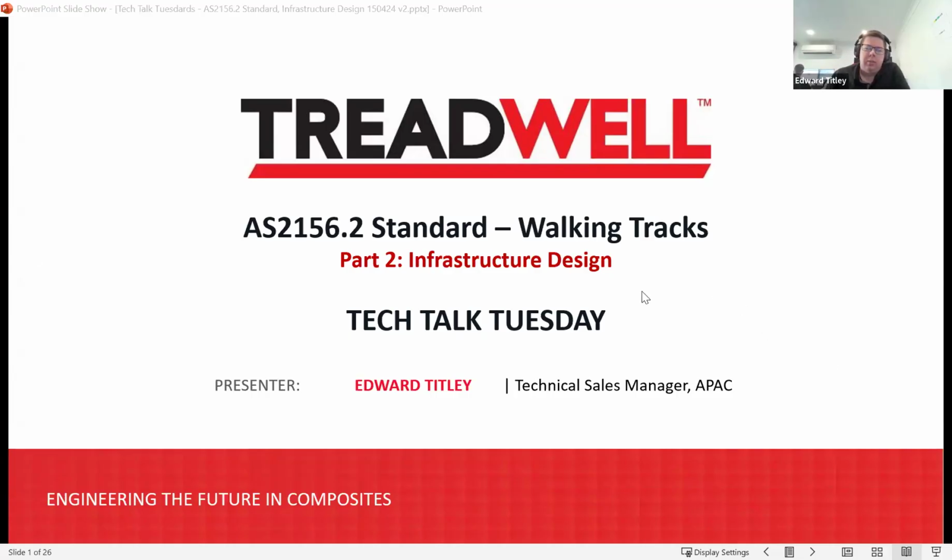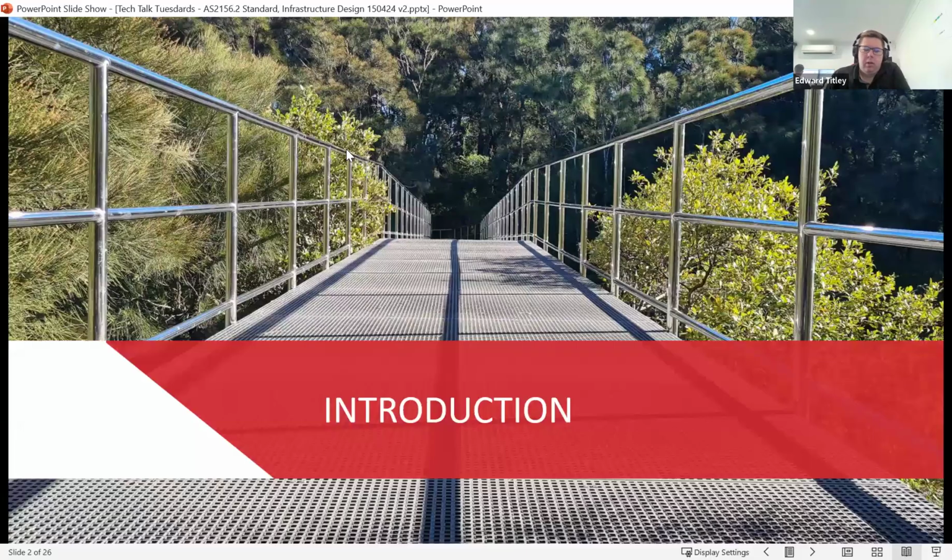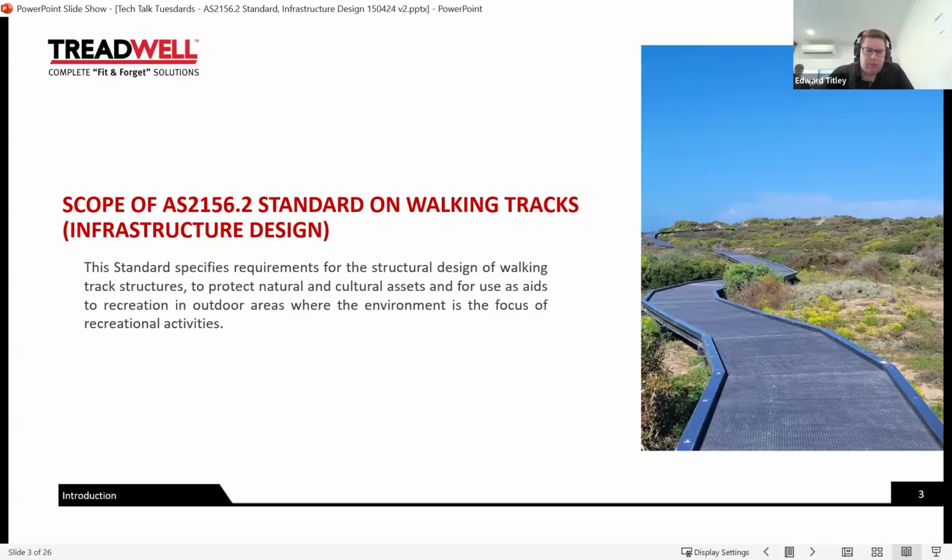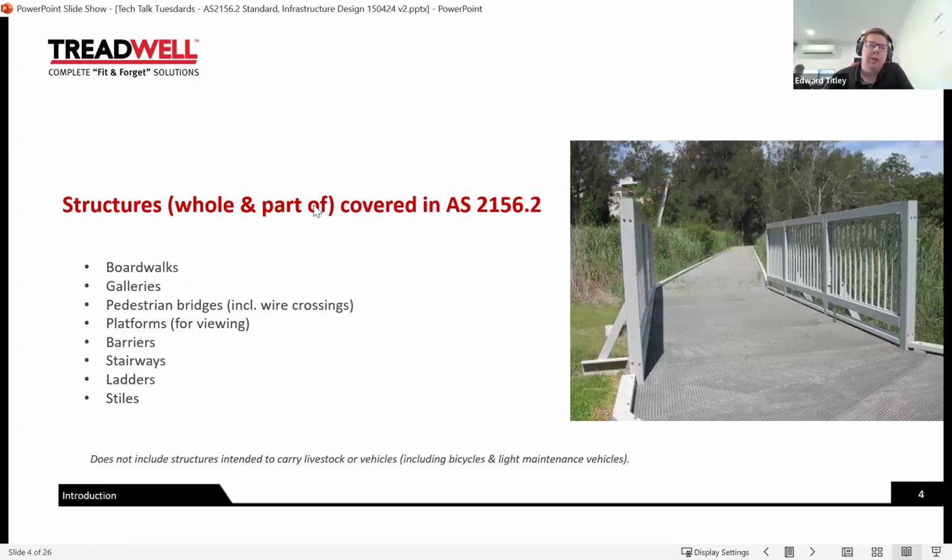So AS 2156. AS 2156 specifies requirements for the structural design of walking track structures, to protect natural and cultural assets, and for use as aids to recreation in outdoor areas where the environment is the focus of recreational activities. Pretty straightforward there. Structures that are covered under AS 2156.2, things like boardwalks, galleries, pedestrian bridges, viewing platforms, barriers, stairways, that sort of thing.